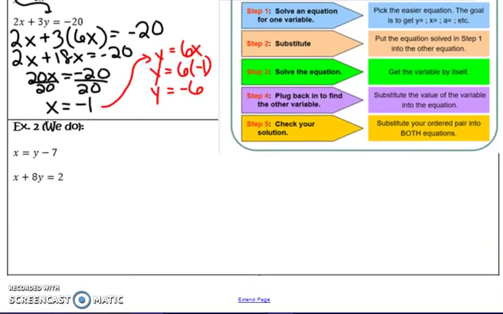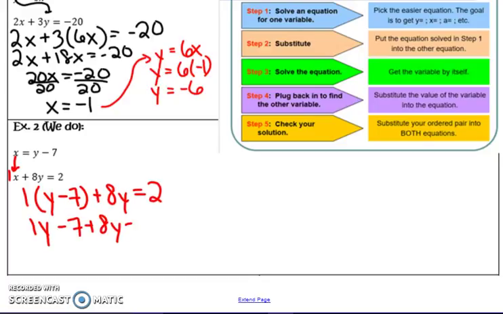If we look at our second example, we already have one of our equations solved for a variable. Yes, it is the variable x, but it is solved for x by itself, so why not use what's already there? I'm going to plug this x in where I see the other x. I'm going to put a 1x here to remind myself that it's 1. So 1 times y minus 7 plus 8y is equal to 2. When I distribute, it becomes 1y minus 7 plus 8y equals 2. If I combine like terms, we have 9y minus 7 equals 2.